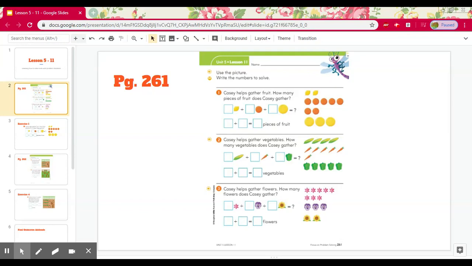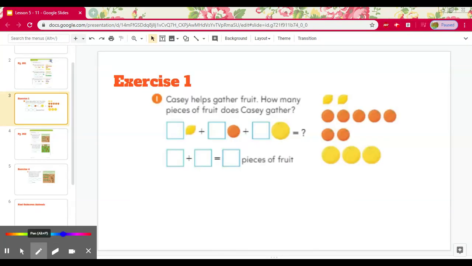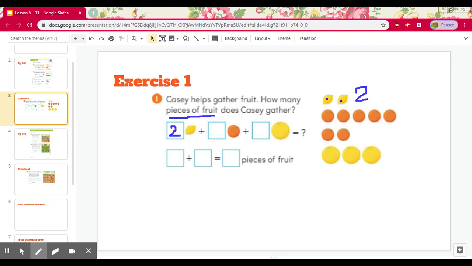Okay, so if you have your student workbook, please open up to page 261. Let's read exercise 1. Casey helps gather fruit. How many pieces of fruit does Casey gather? We're trying to identify the total number of pieces that Casey collected. Let's count the lemons first. 1, 2. Casey has 2 lemons. I'm writing a 2 into the box next to the lemon.